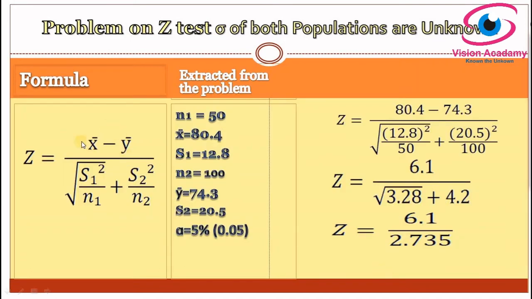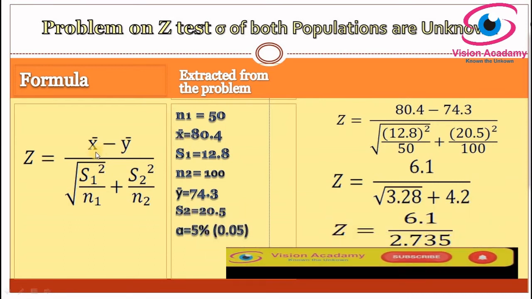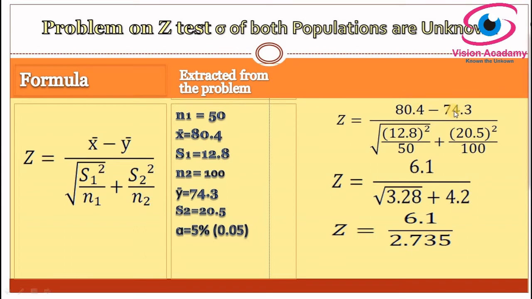So for the z-test we use this formula as I discussed already, and these are the extracted information from the problem. I will apply this information to the formula. So here x bar is the mean of face-to-face classes result, that is 80.4, and y bar is 74.3, and S1 is taken within the bracket because in the formula we want to convert it into variance. So 12.8 power 2 divided by n1. For face-to-face exams we have taken a 50 student sample, so n1 is 50, and S2 standard deviation is 20.5, and the sample of distance mode of classes is 100.